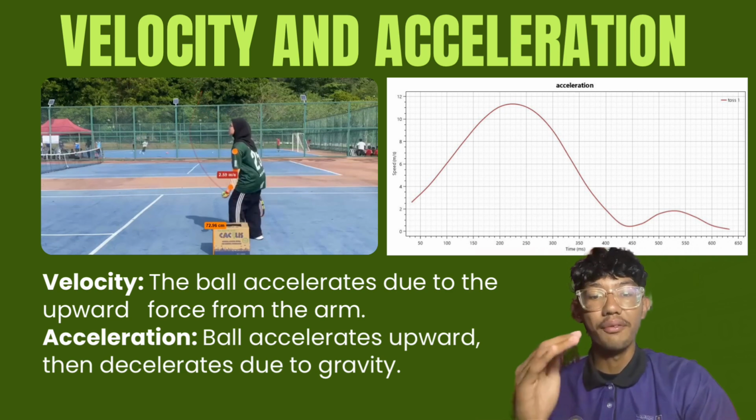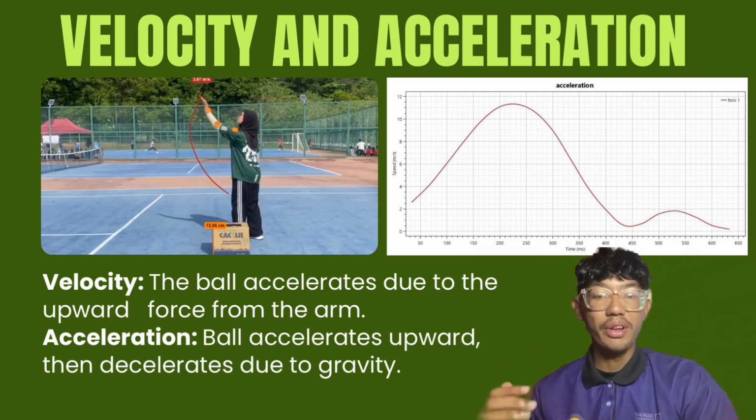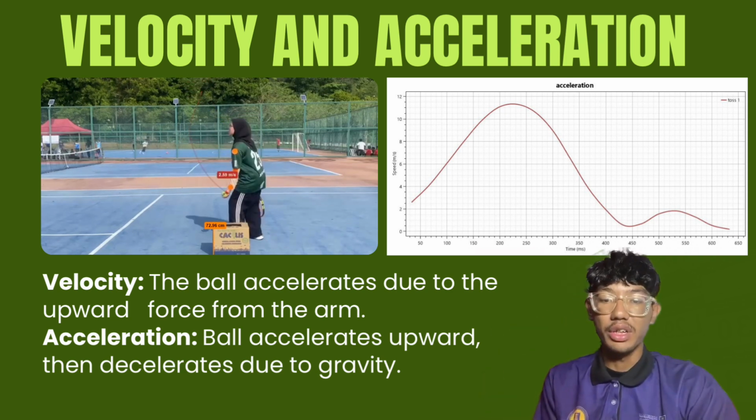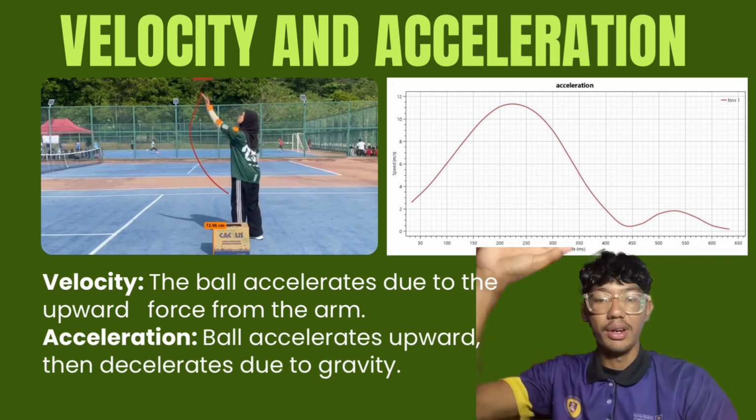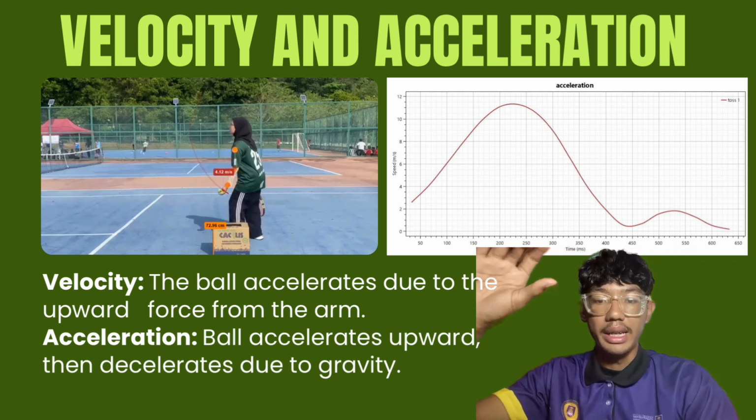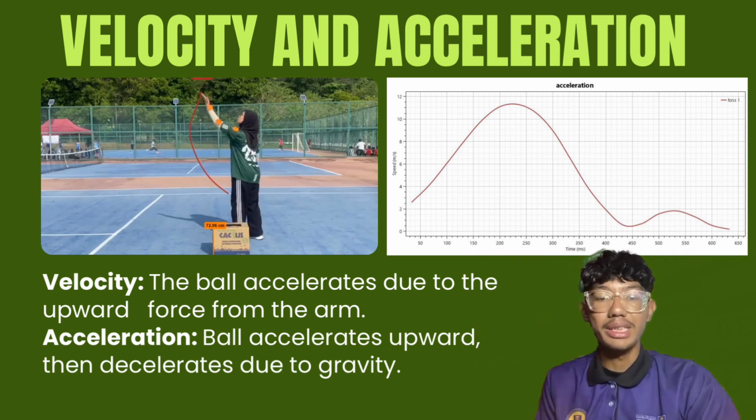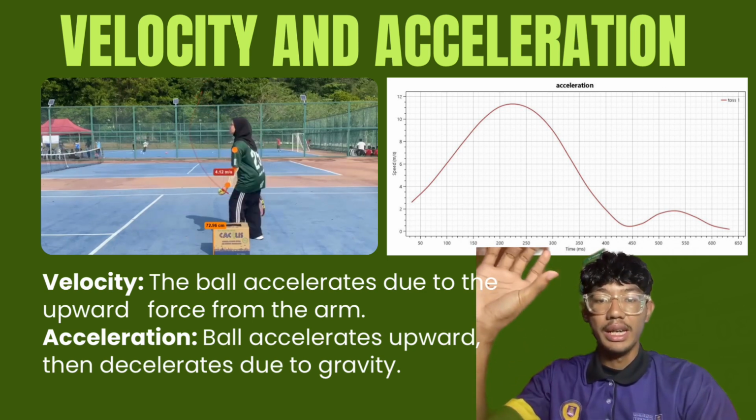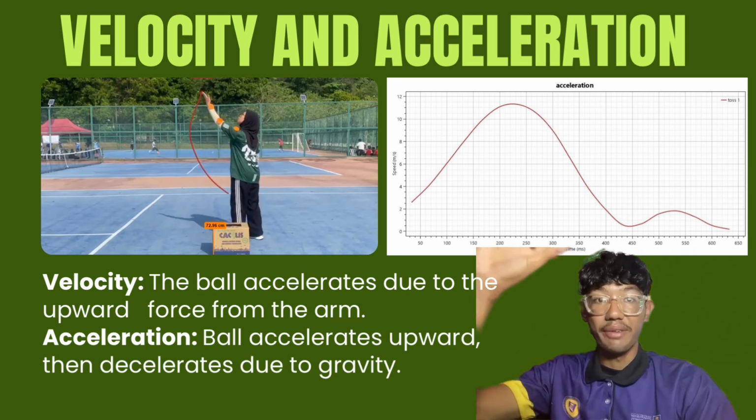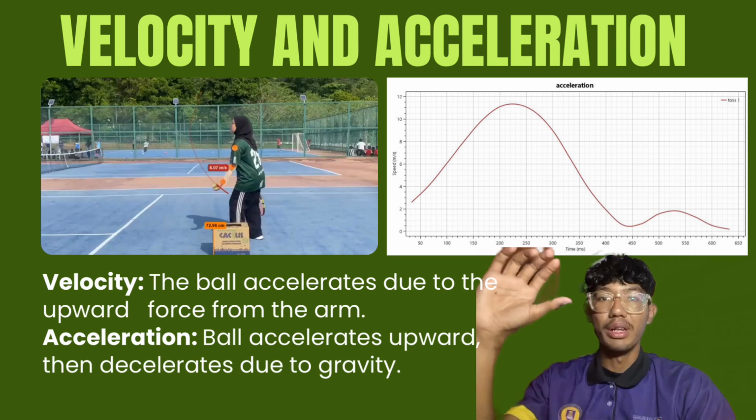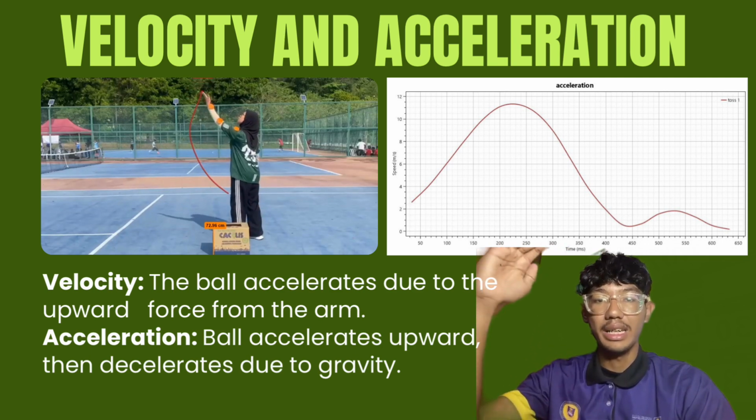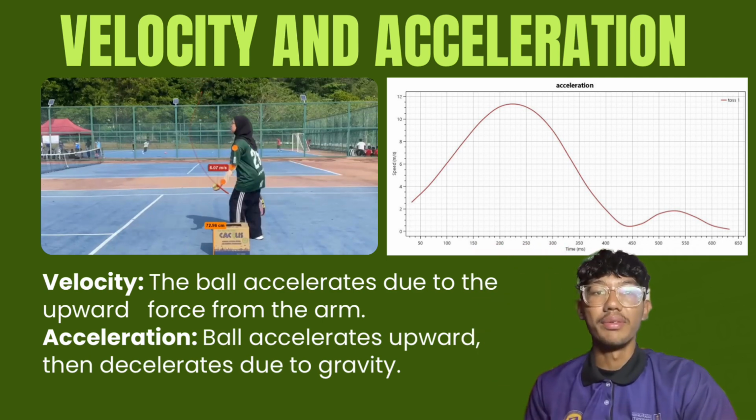Looking at the video, when it comes to velocity, the ball accelerates due to upward force from the arm. And then we have acceleration. The ball accelerates upward due to the force and then decreases due to gravity. The closer it gets to the top, the more it loses its acceleration, and then it goes down.